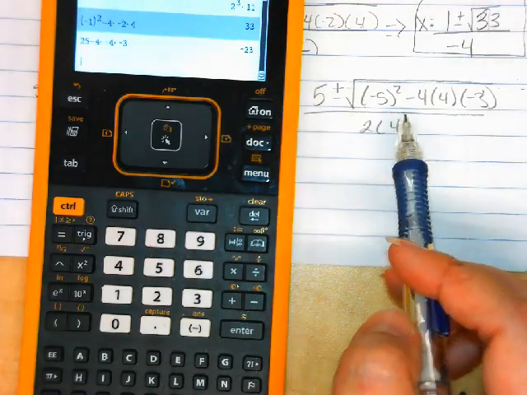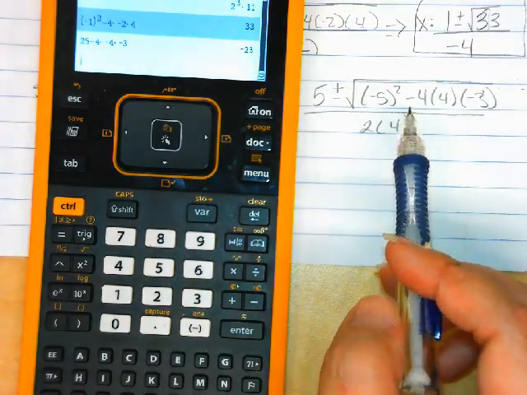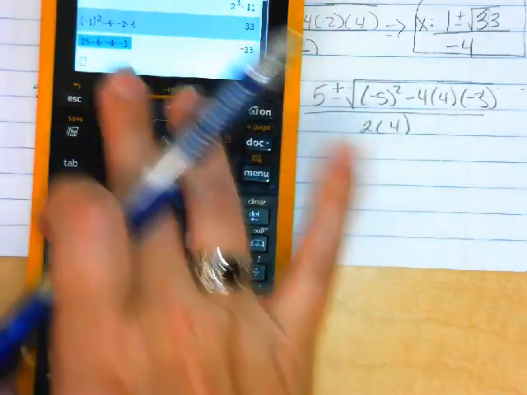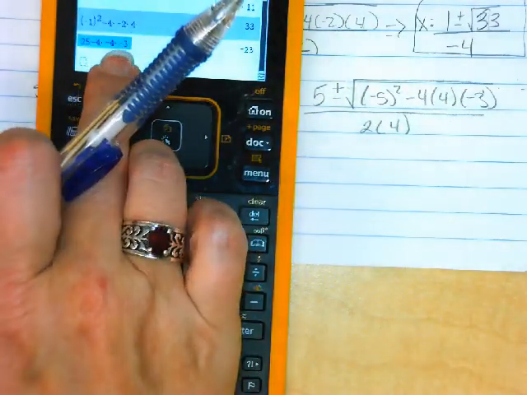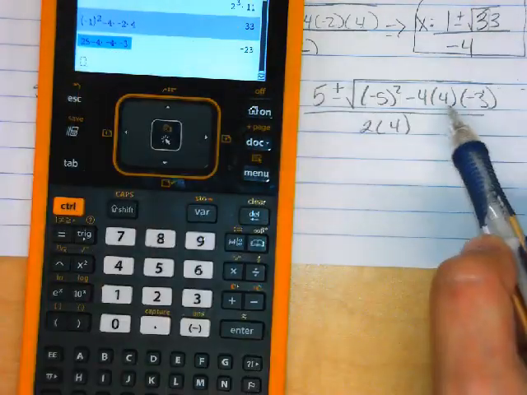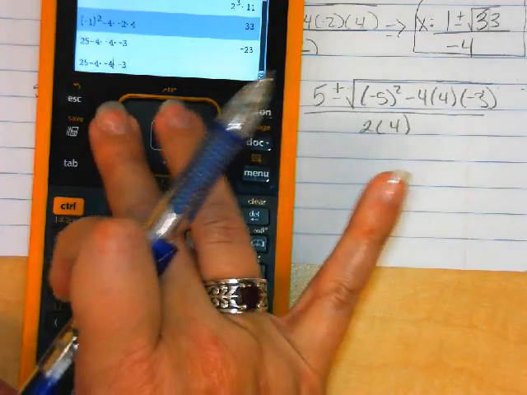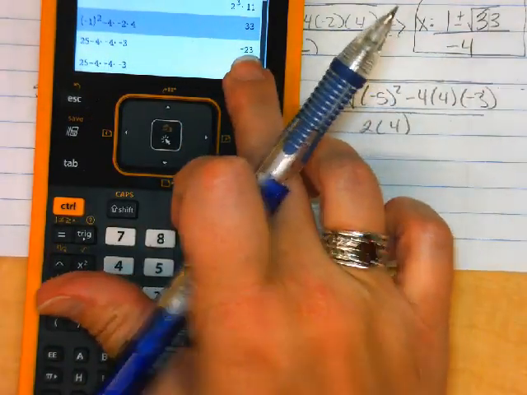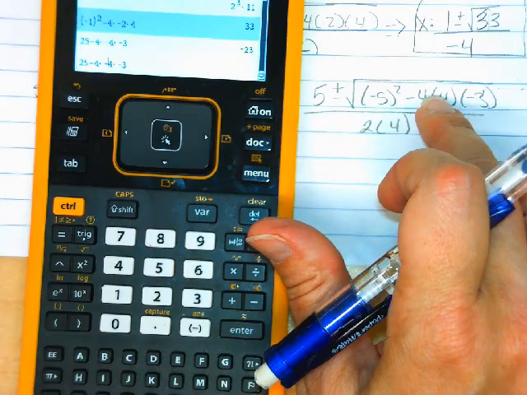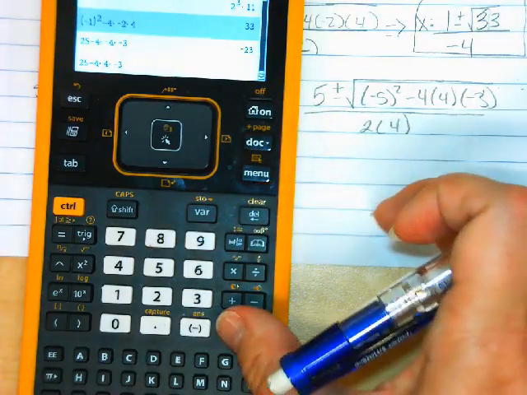Your answer is negative 23? Where did I go wrong? Oh, I put a negative. Look, I put this as a negative and it's not. That's why it didn't work. If this was a negative 23 underneath the square root, what would that mean? Yeah, it would be no solutions. Okay, 73. That looks better.